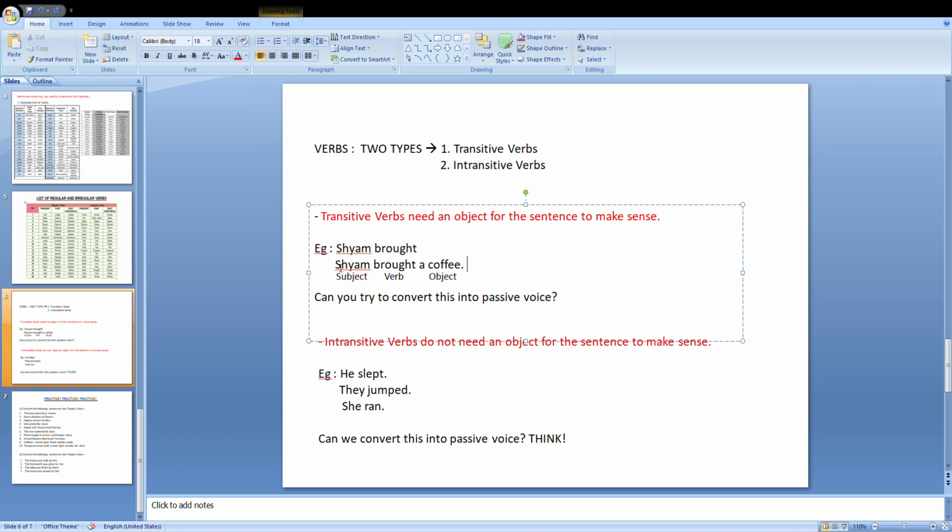Well, it is an active voice because the subject is coming first and the object is following it. Yeah? Now, can you try to convert this into passive voice on your own?